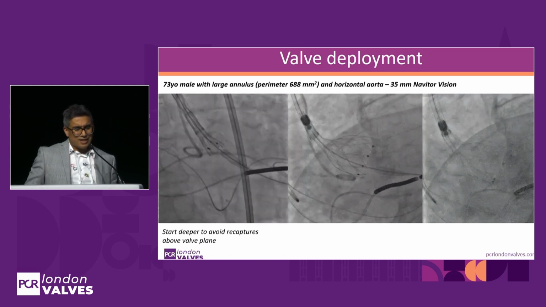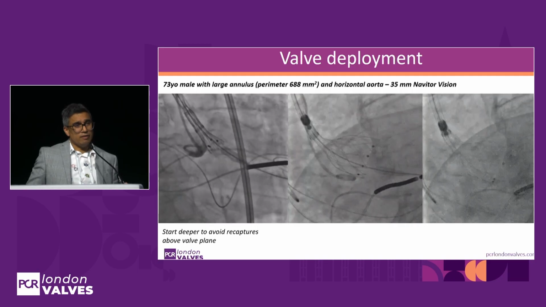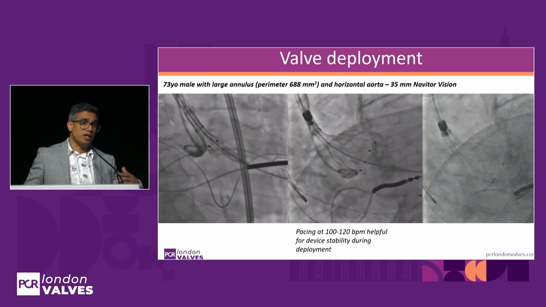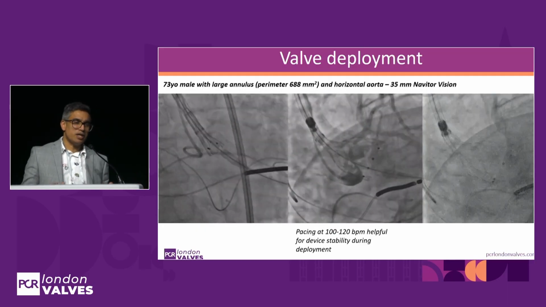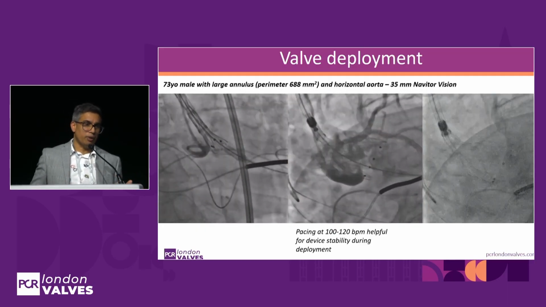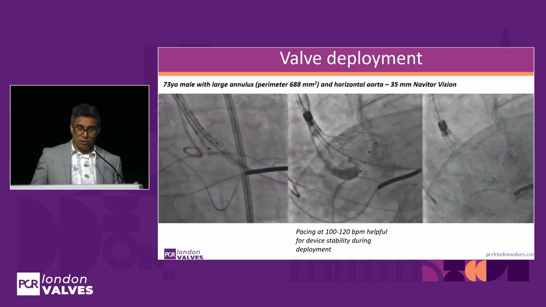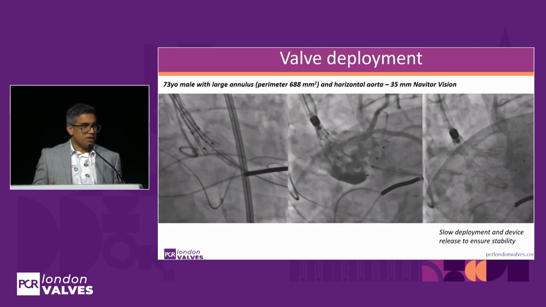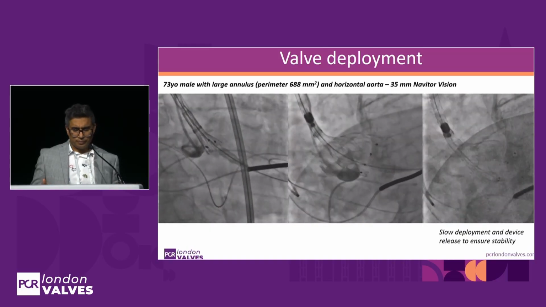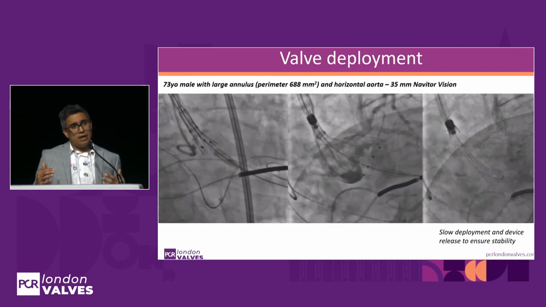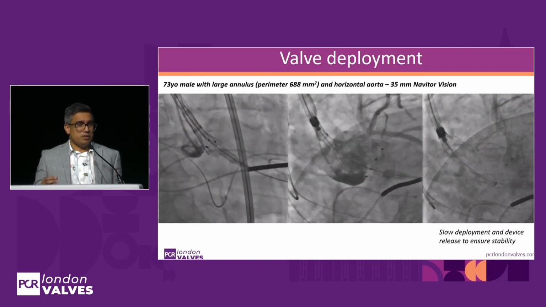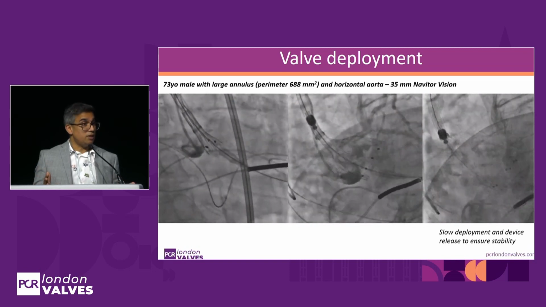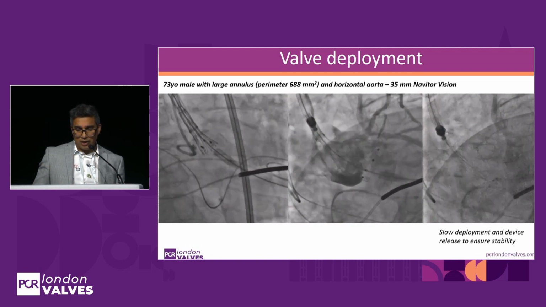The other thing I tend to do with the 35, which I don't do with other valves, is I generally pace. With the other sizes, they're generally not paced. So I pace somewhere between 100 and 120, again, to make sure everything's nice and stable as we're going up. And it's a very slow deployment and a very slow release, taking as much tension out of the system as you possibly can. And I think if you follow these steps, you can get a very precise and accurate deployment almost every time you deploy the 35mm valve.